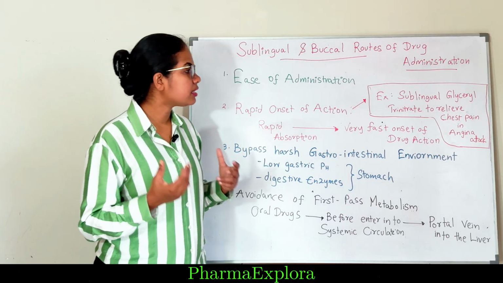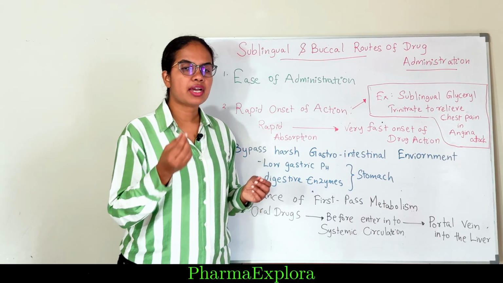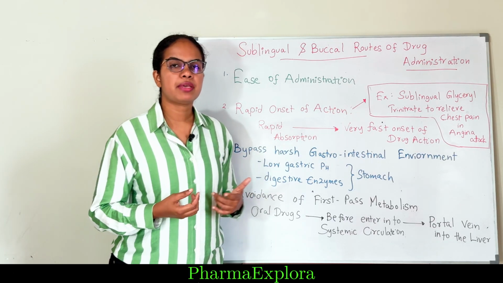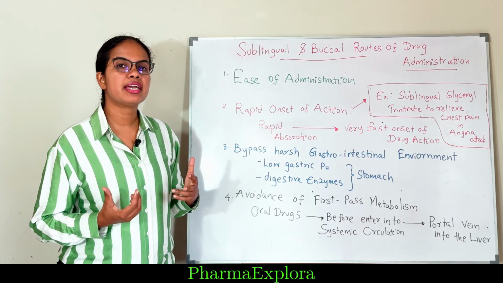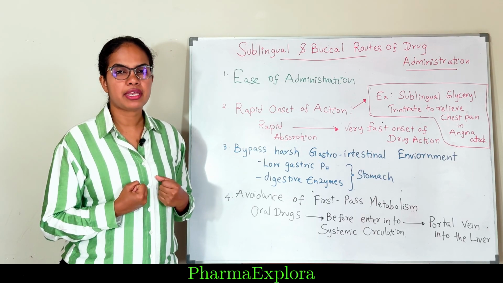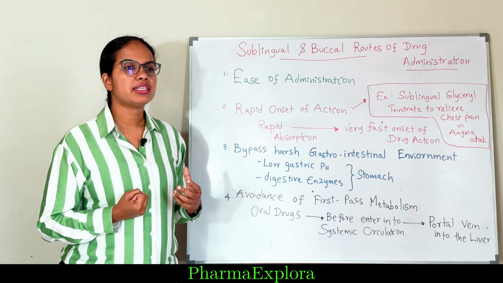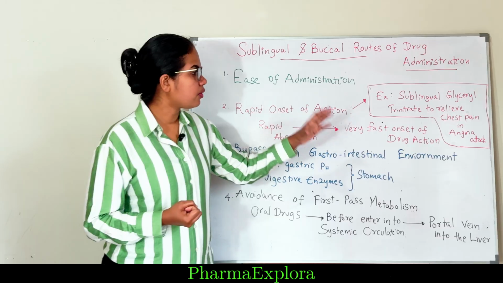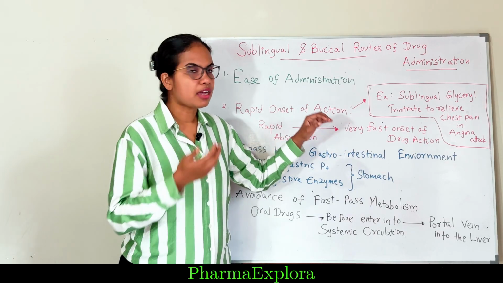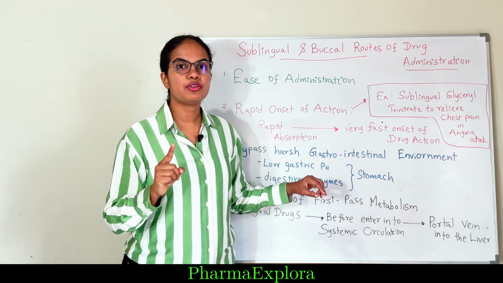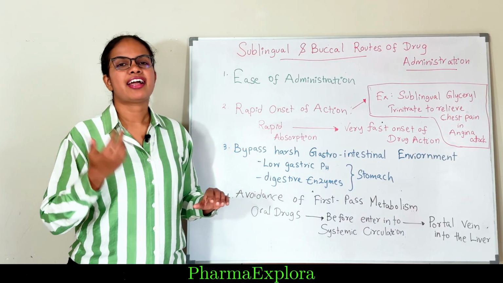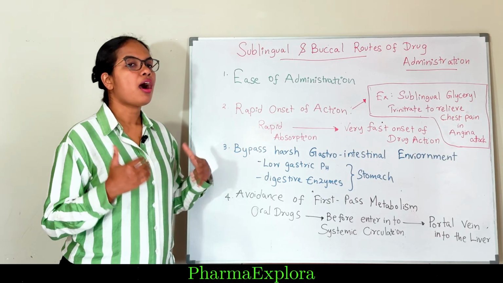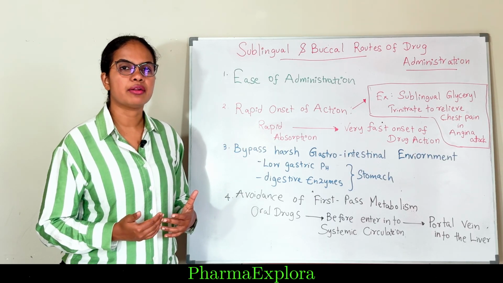I think you may have heard this. Glyceryl trinitrate is prescribed to be kept under the tongue when there is chest pain in an angina attack. An angina attack is a severe chest pain that happens when there is a reduced supply of oxygen-rich blood to the heart muscles. So if you are using sublingual glyceryl trinitrate, now you know why you keep it under the tongue.